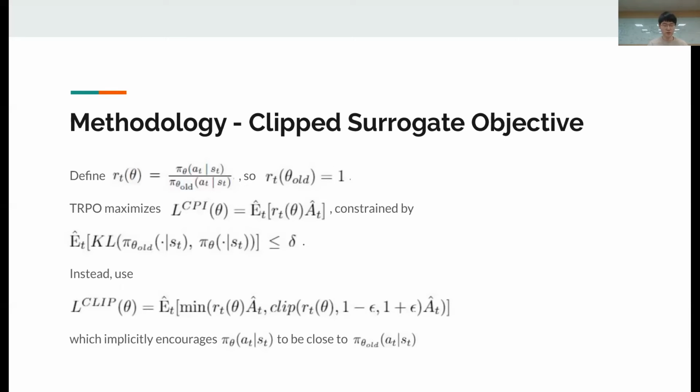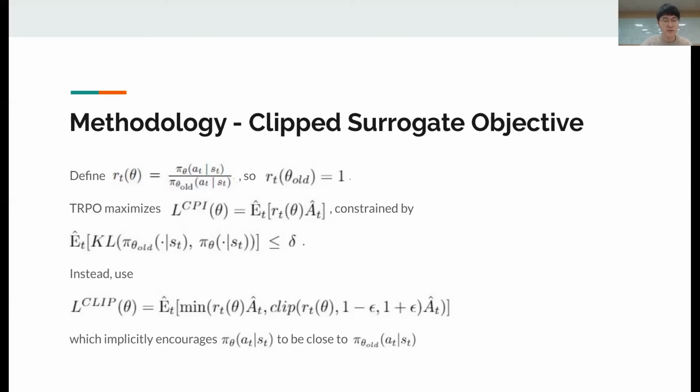Finally, we can talk about the paper's main topic, proximal policy optimization algorithms. The paper suggests two proximal policy optimization algorithms, clipped surrogate objective and adaptive KL penalty coefficient. Clipped surrogate objective defines this r_t, which is the probability ratio between the new and old policy. This r_t gets closer to 1 as theta gets close to theta_old and becomes 1 when theta is equal to theta_old.